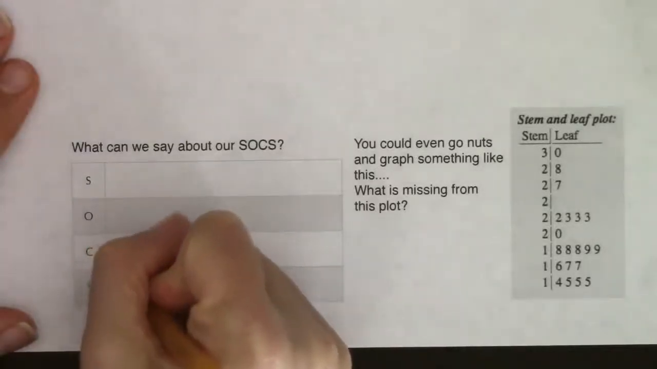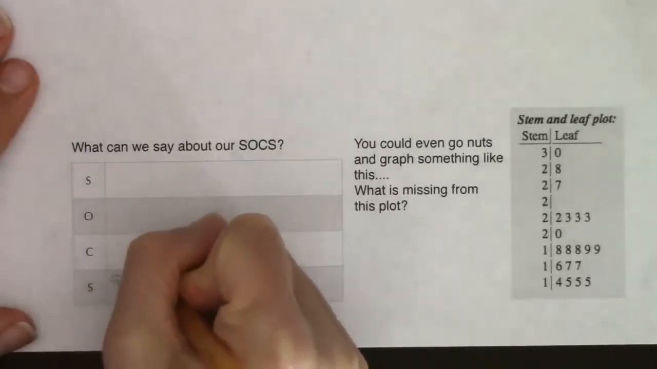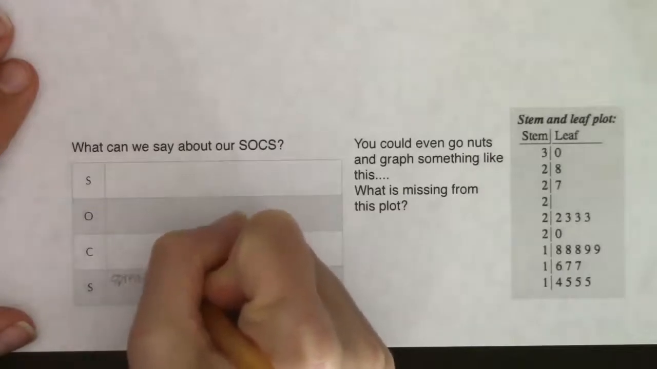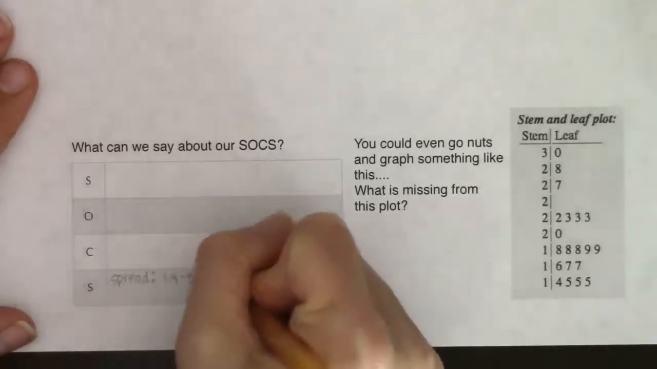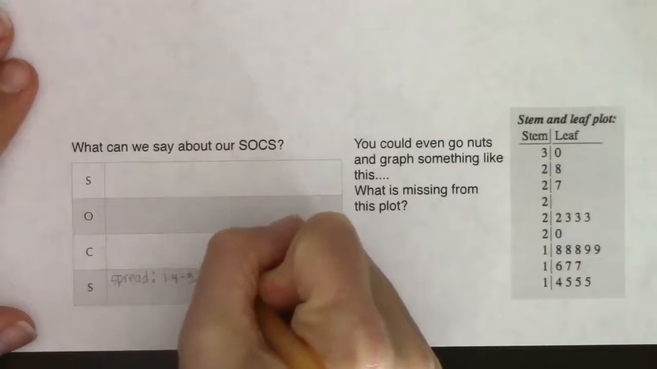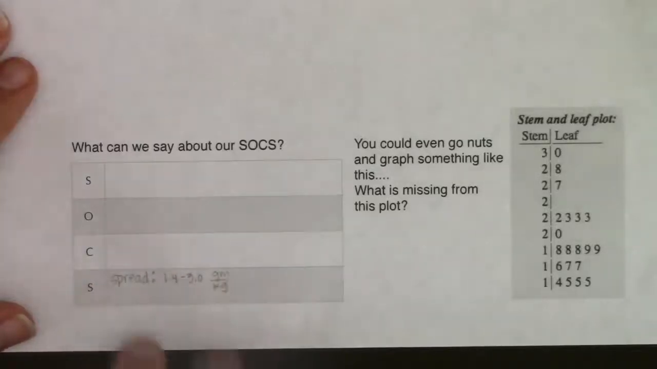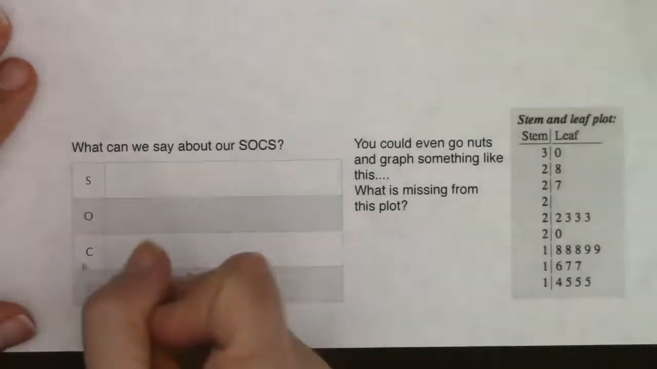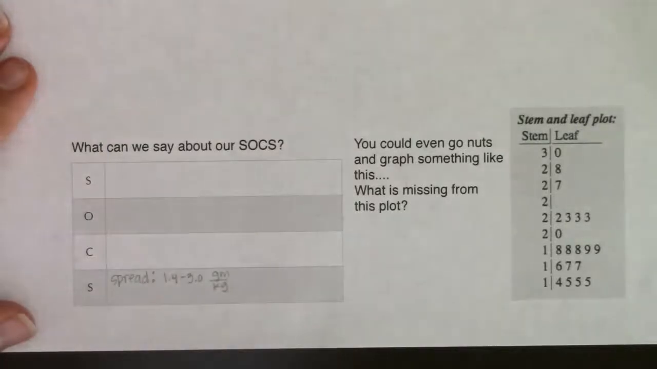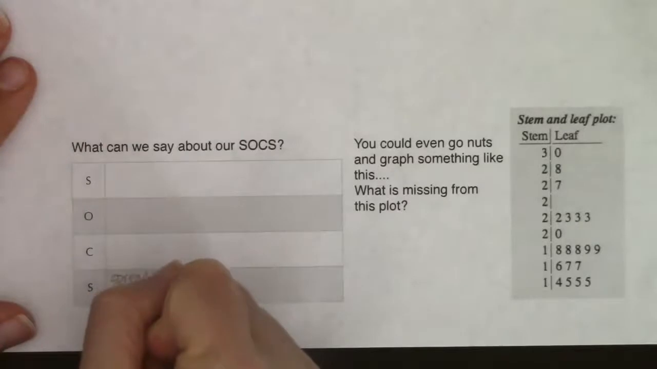You could tell me a couple of things. You could just quote the spread. You could say it's 1.4 to 3.0, and then our units were grams per kilogram. That is a completely acceptable measure of spread. And again, you would write this up in a sentence: the spread is, and then the two numbers. Or you could have just told me the range.